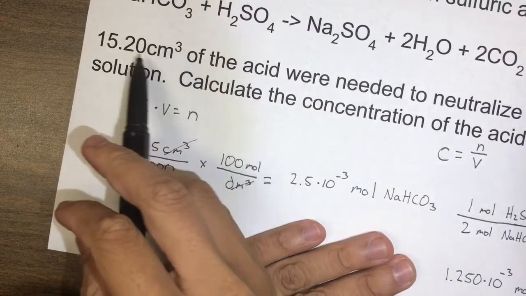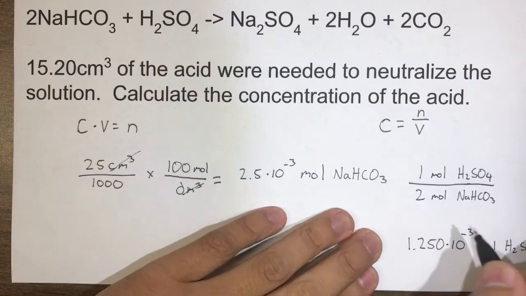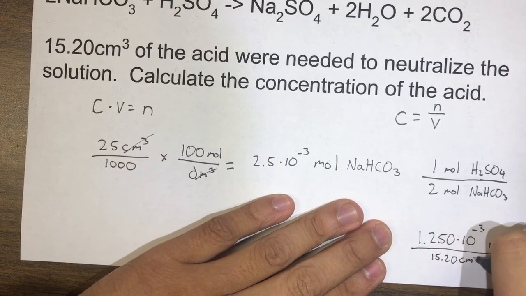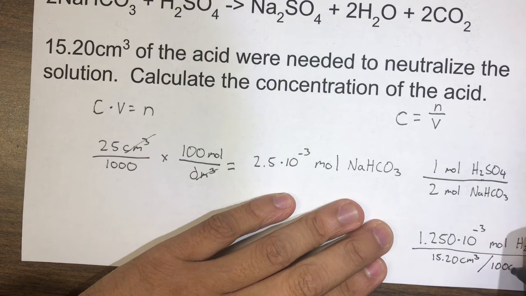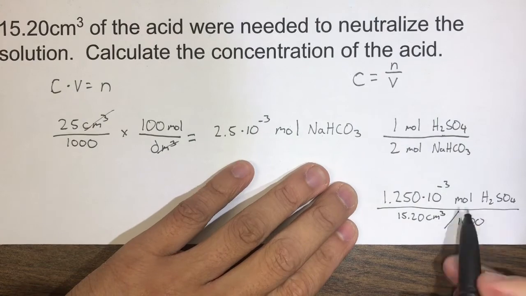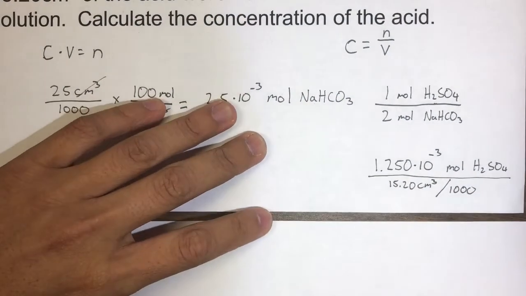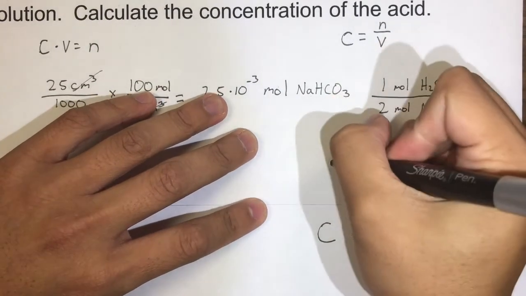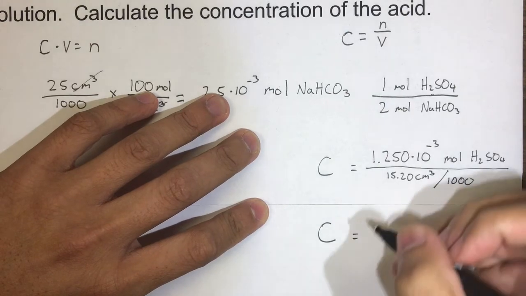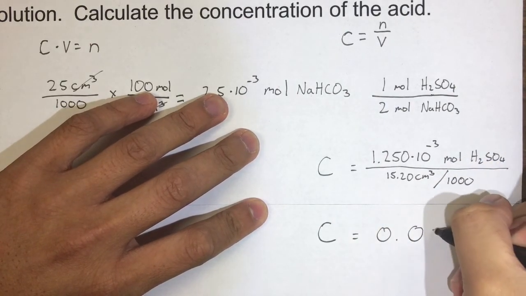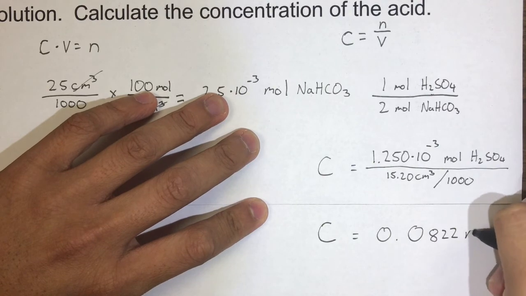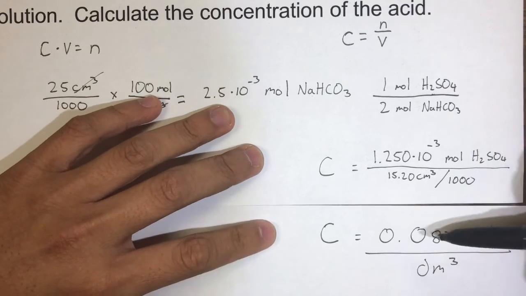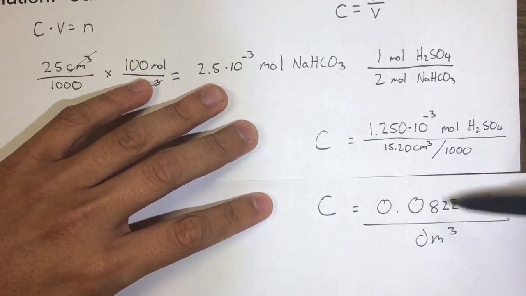Now they gave us the volume here. So let's divide this by 15.20. And again, we're going to divide this by 1,000 to turn this into decimeters. Okay. And so the concentration is going to be 0.0822 moles per decimeter cubed. So this was the original concentration of the acid.